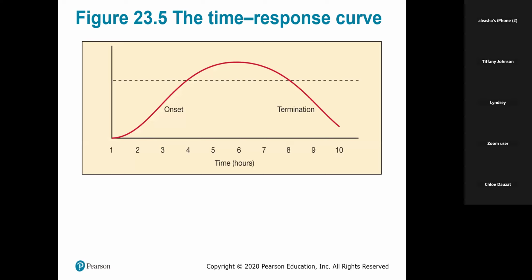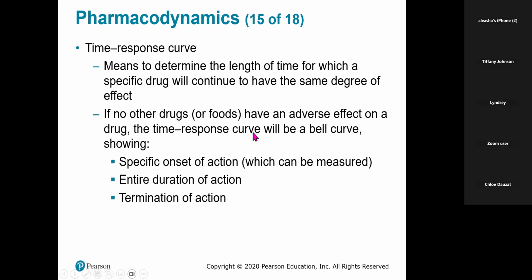And figure 23.5 is giving you a visual illustration of what we call the time response curve. Before, we were looking at the dose specific to the effect. With the time response, we're going to be looking at onset versus termination and how long that takes to occur. So the time response curve determines the length of time for which a specific drug will continue to have the same degree of effect.